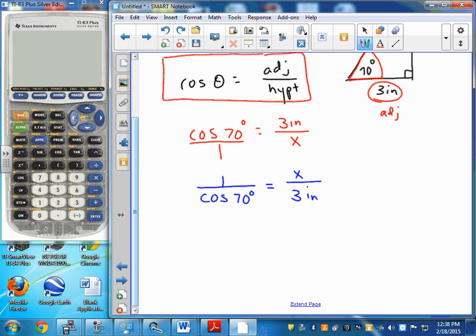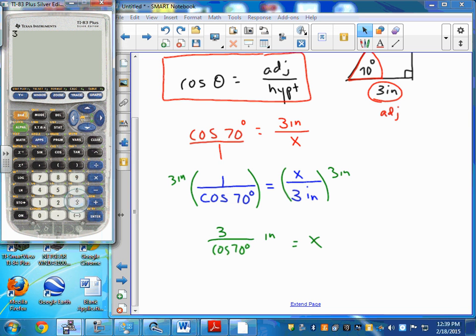So to get the x by itself at this stage, just multiply both sides by 3 inches. Okay, so x becomes 3 divided by the cosine of 70 degrees. And the units will be in inches. And to do that on my calculator, 3 divided by the cosine of 70 degrees.